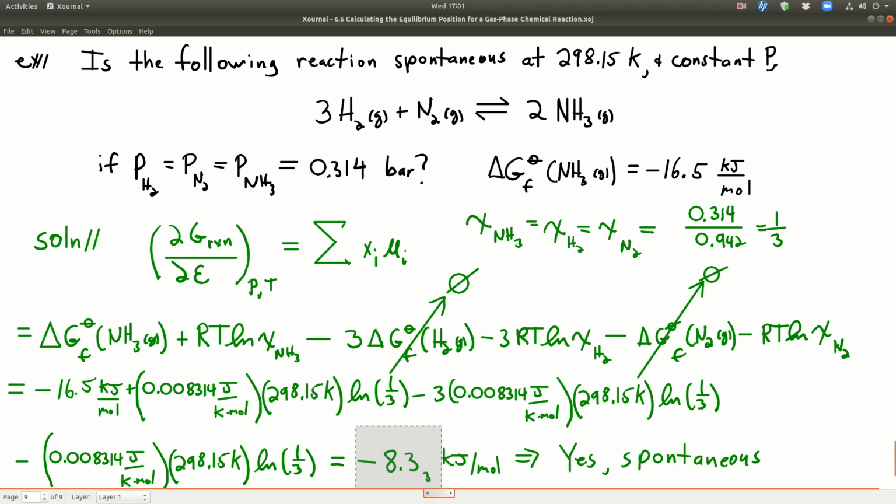I got a negative 8.3 kilojoules per mole. And the important thing about that is that, yes, it's negative, which means that this reaction is predicted to be spontaneous in the direction written under these conditions.